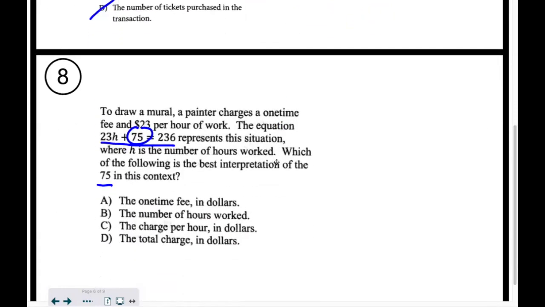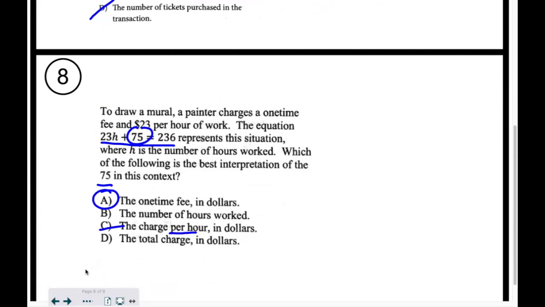The y-intercept is the initial value, or the value when the input is 0. So the y-intercept is when x is 0. Well, the input here is h. So again, if you look at it like charge per hour, that's a slope concept. The only one that looks anything like a y-intercept is A. It's this one-time fee.